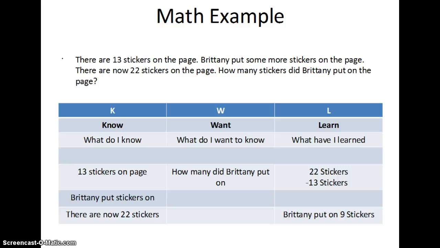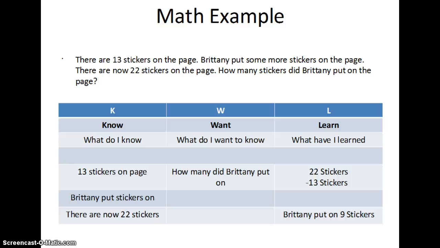Let's use that KWL chart. What do we already know about this story problem? Well, there are 13 stickers on the page. We also know that Brittany put on some stickers, but we don't know how many. There are also 22 stickers. Okay, so what's the question that we need to find out? How many stickers did Brittany put on?